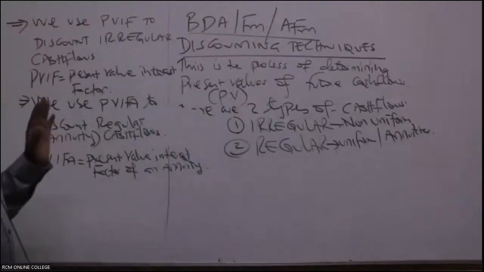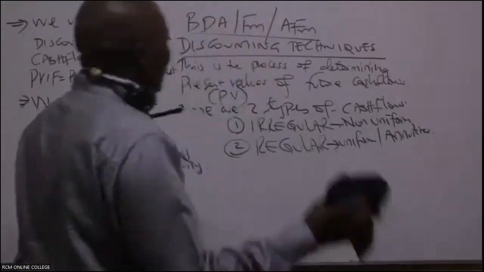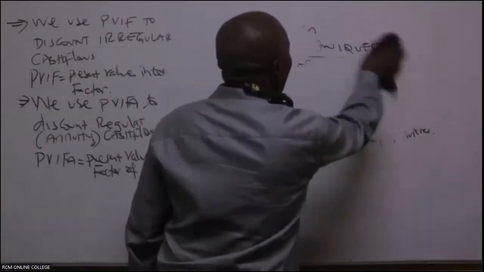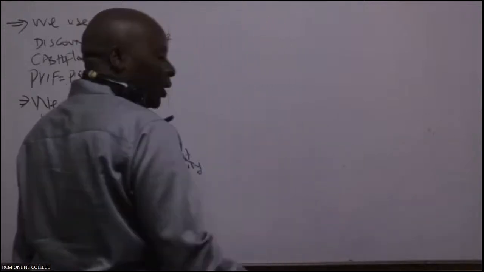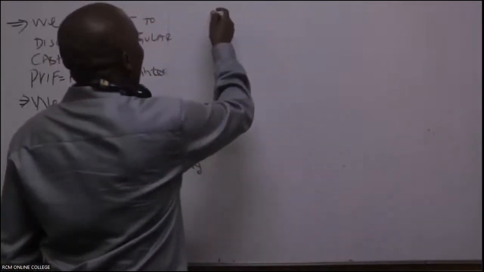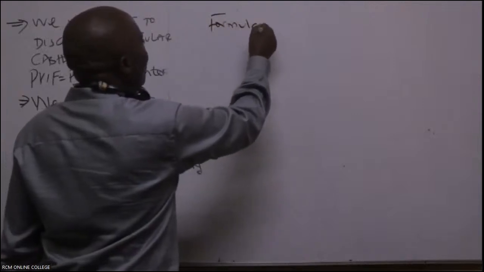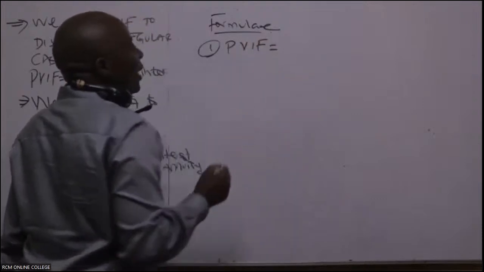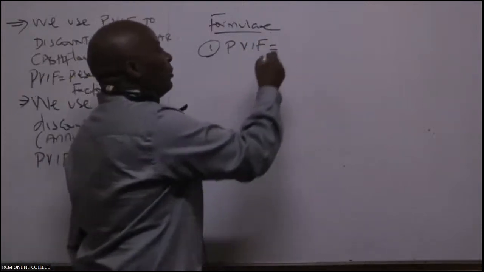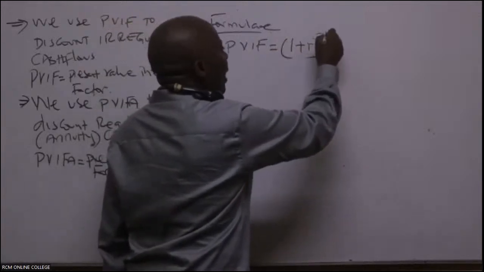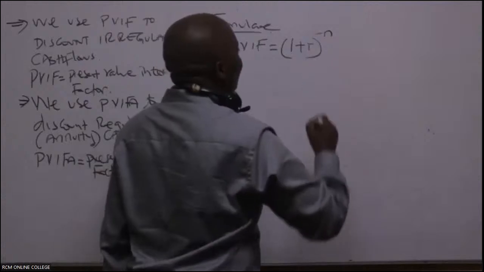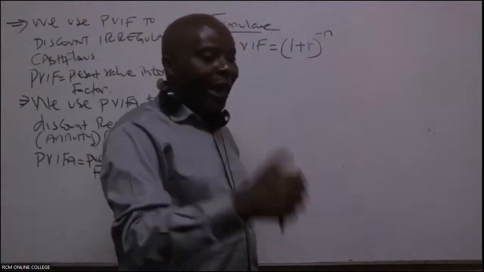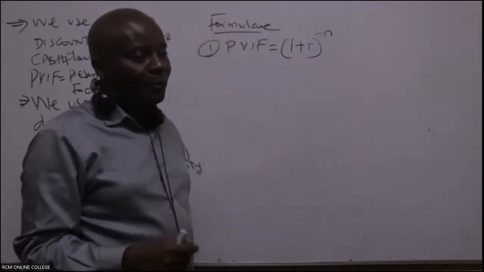Thank you very much. Now then, I would want to go to this serious level where we talk about the formulae. The first one I would want you to appreciate is the PVF. PVF is the easiest. To get PVF, we normally take 1 plus r raised to negative n. Anytime they want us to get PVF, we take 1 plus r raised to negative n. That's PVF.